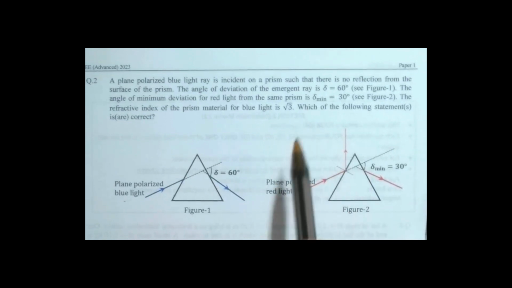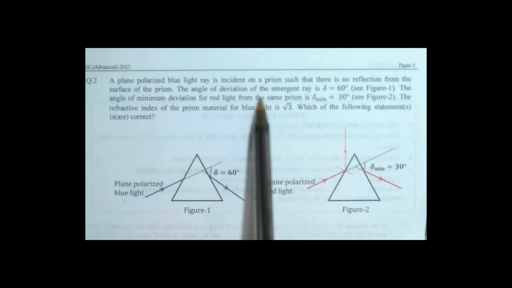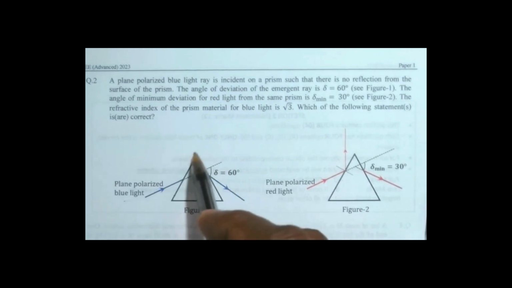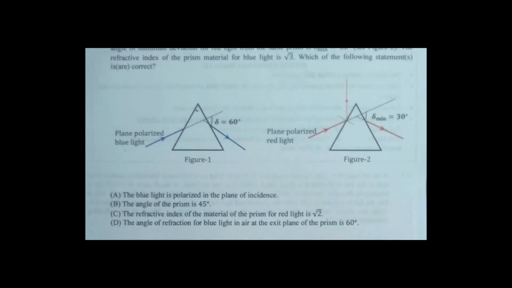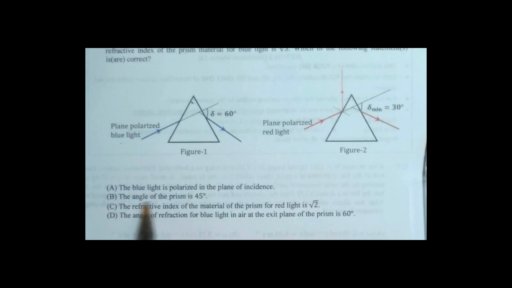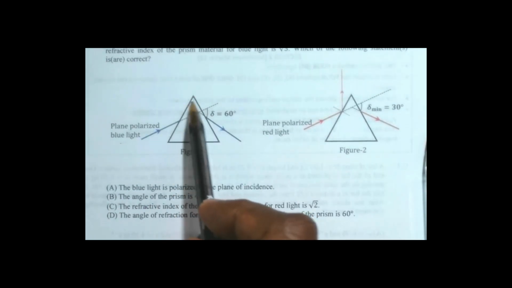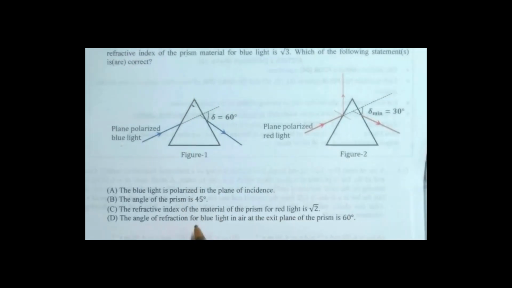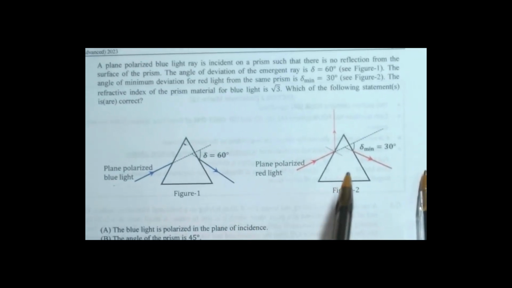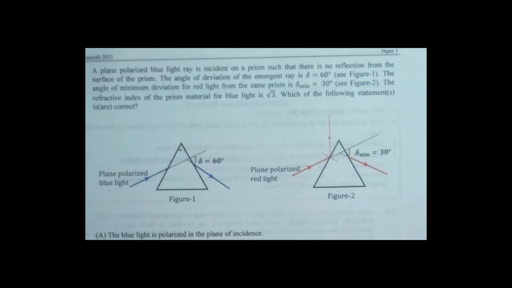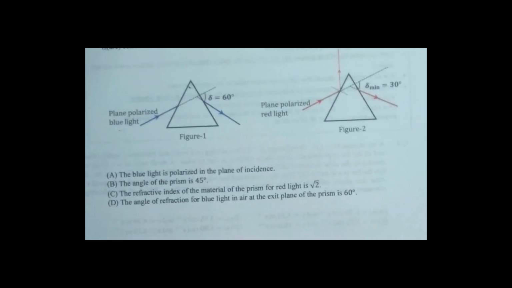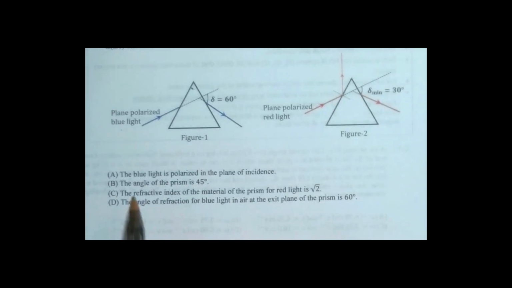Okay, so the apex angle is not given, and actually you have to find the apex angle. That's one of the questions, the angle of the prism 45 degrees. So that is about the apex here, that angle. Okay, you can try to do this problem, see if you can guess which one of these is correct.